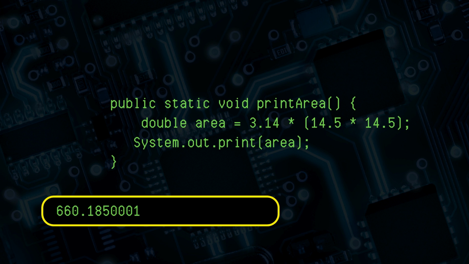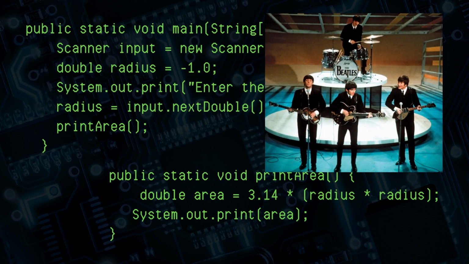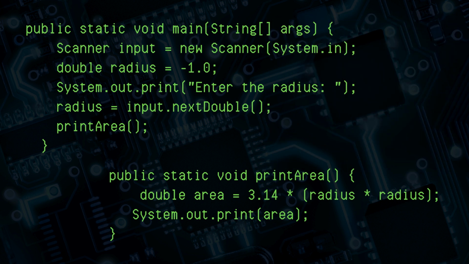Let's look at how we might use this method in our main method. This code uses a scanner object to get a double from the user and store it in a variable called radius. So we'll just need to use that variable in our calculation, right? As the Beatles once said, "Because I told you before, oh, you can't do that." A variable only exists inside the code block in which it was declared. We call that the variable's scope.